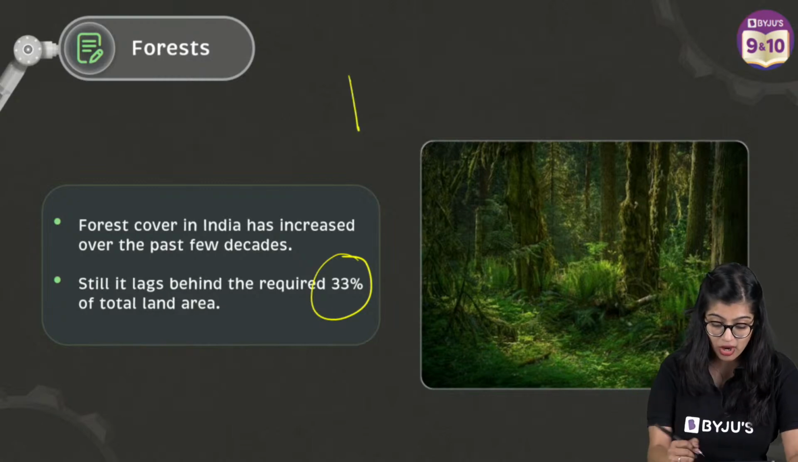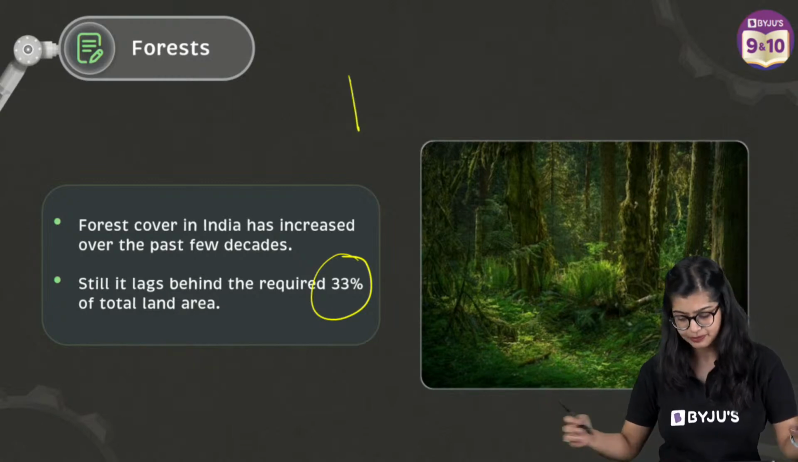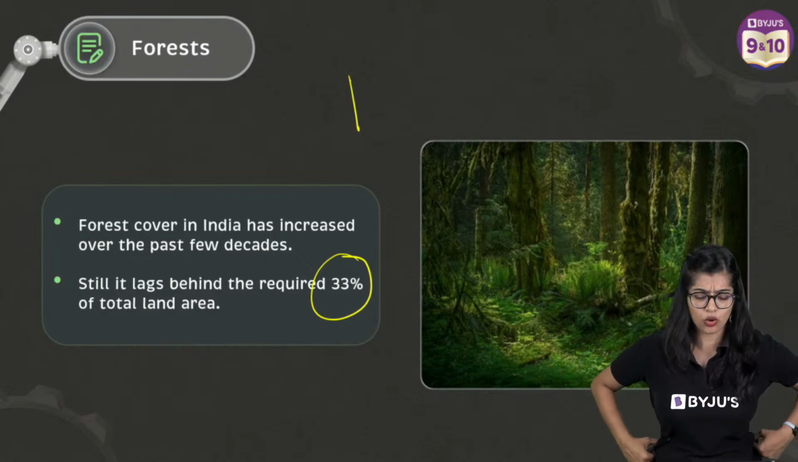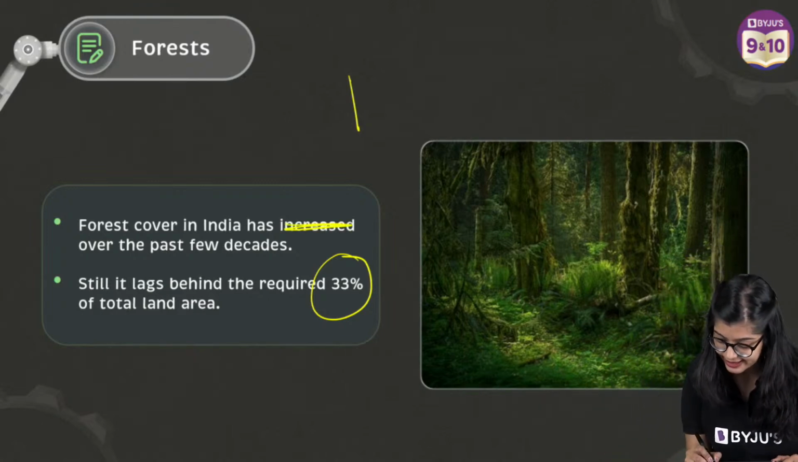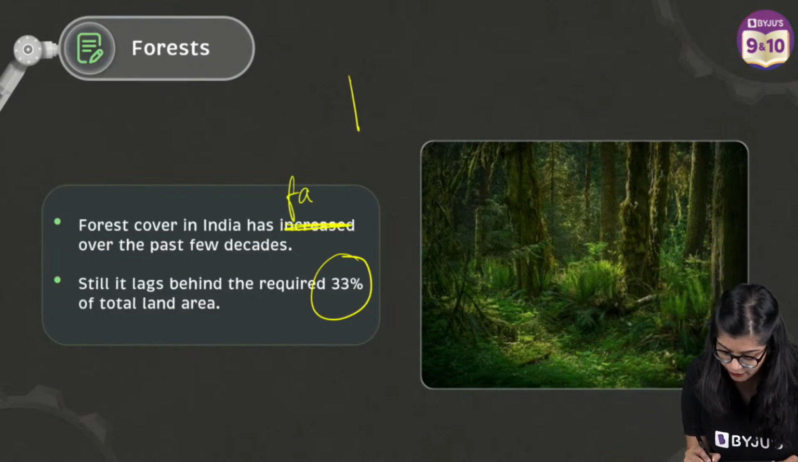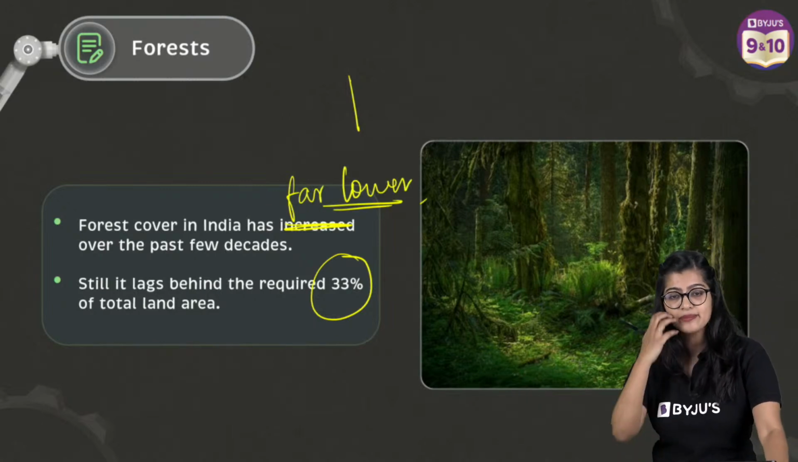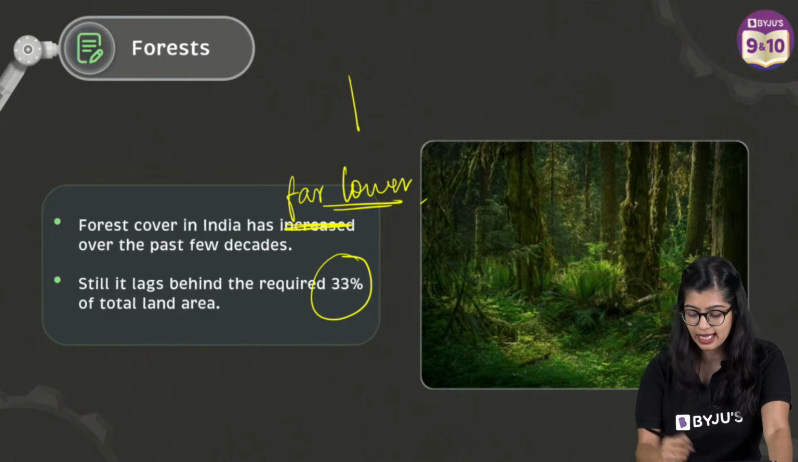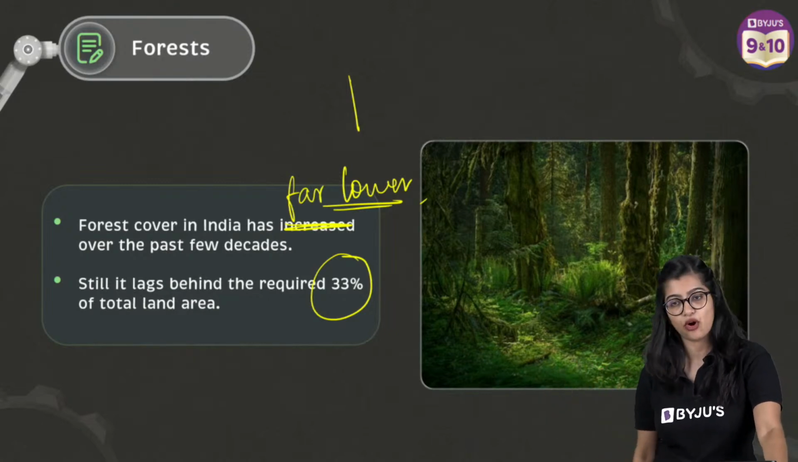But over time, of course, we know forest cover in the country has been slowly decreasing. I will not say increasing, but rather we see that it is far lower than the desired 33%, right? Which is why in this case we see that a large percentage of it is forests.